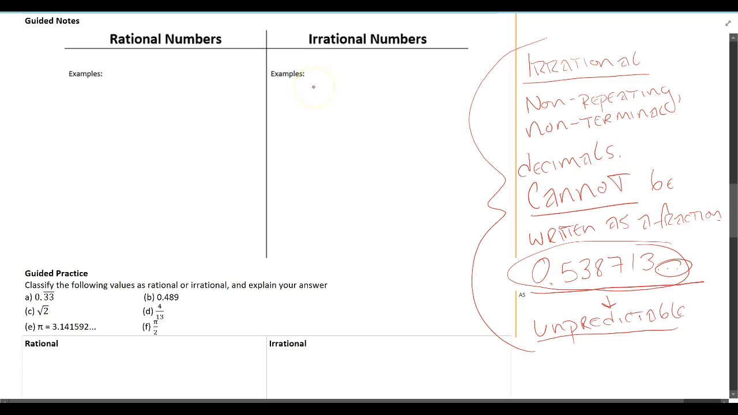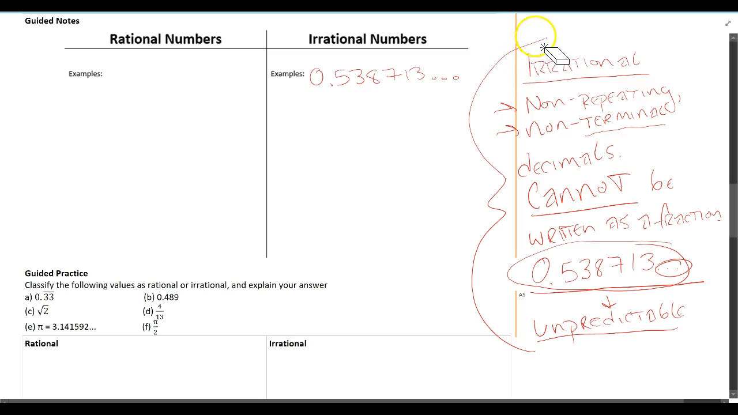It's unpredictable. So based on this, let's come up with some examples of irrational numbers. Well, let's use this one, 0.5387.8713... This is non-repeating. There are no numbers that repeat themselves. And it is non-terminal. This ellipsis, these three dots, states that it is not going to end. And I can't write this as a fraction. I can't put this over 1 because I don't know what comes next.